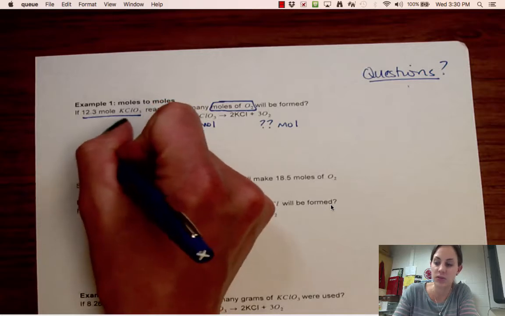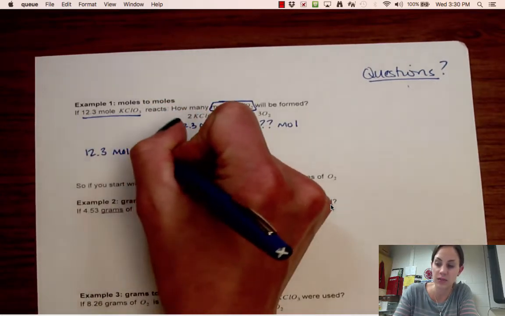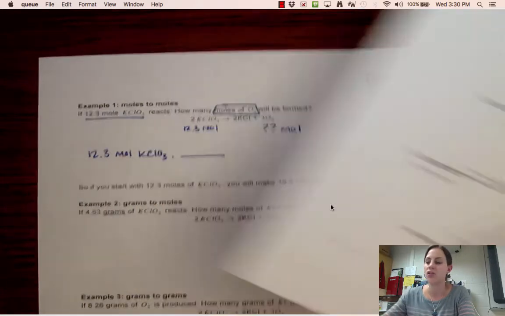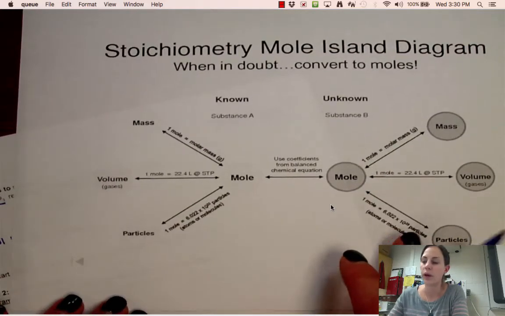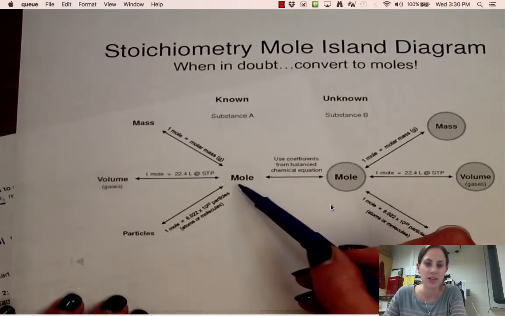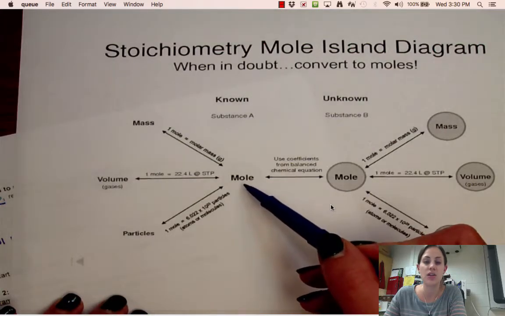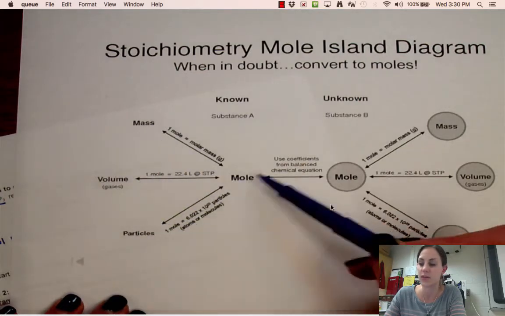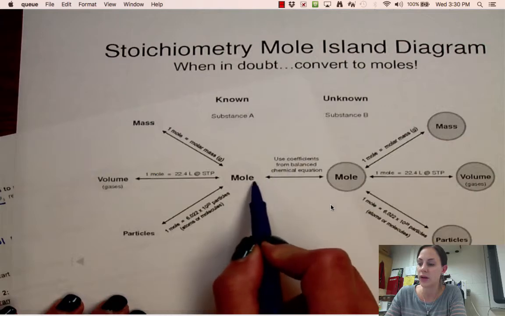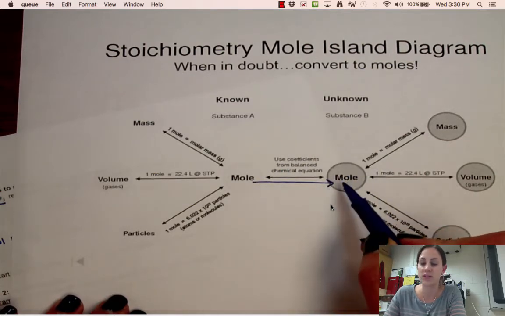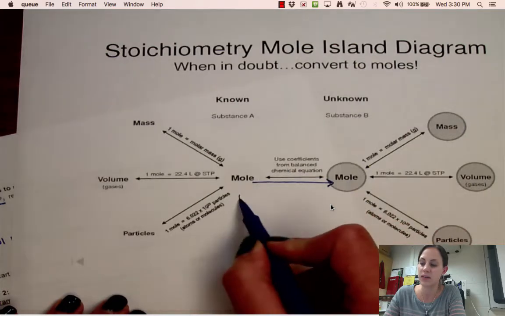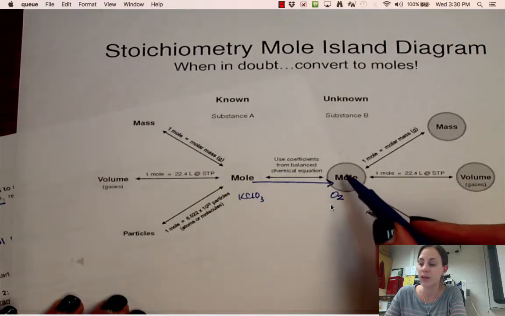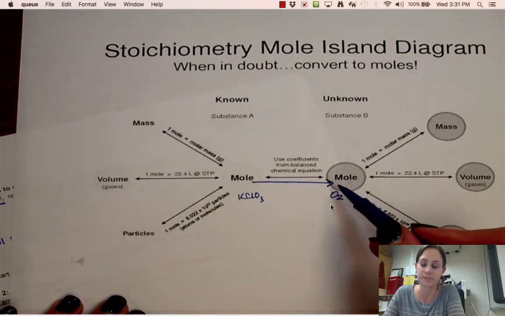I start with the 12.3 moles, and I'm going to write KClO3 after it. Then I need some sort of conversion. So I'm going to flip back to my mole map. Where am I starting on this mole map? I'm starting right here at moles because that's the unit that I was given in the problem. I wasn't given mass, volume, or particles. I was given moles. So then I can go right over here to moles of another substance. This was moles of KClO3, and this will be moles of O2. I can stop right here because that's the unit that I'm looking for.